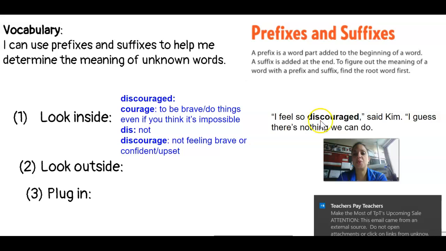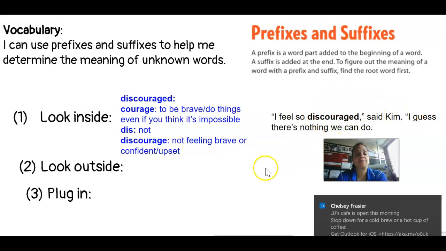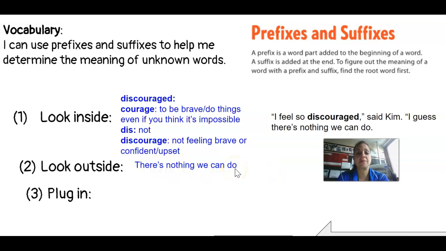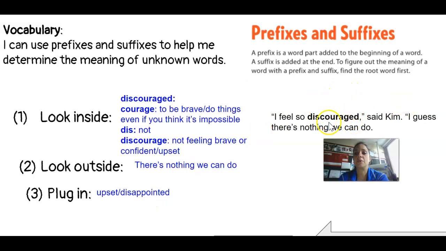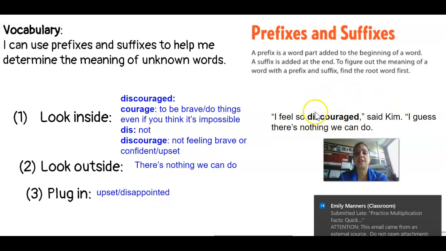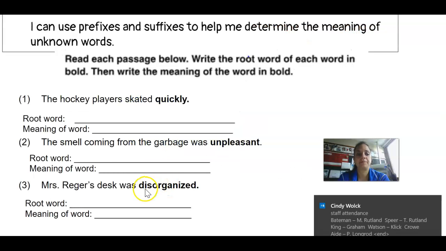"I feel so upset," said Kim. "I guess there's nothing we can do." Well, that sounds right and makes sense. There's nothing we can do. If we plug in, we can plug in upset or disappointed. So we just used our root word, the prefix, and the suffix to determine the meaning of this word. We're going to go into the text, and then we're going to come back and answer these questions.